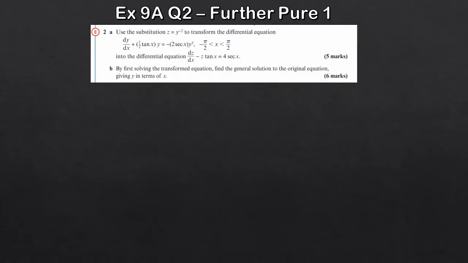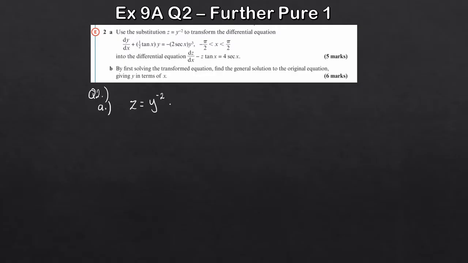today's video. So the first question here is a pretty standard kind of exam question. So you're given your variable here, so z equals y to the minus 2. So this is the substitution we're using. And what we want to do essentially is transform this differential equation here into this one here. So if we have a go at this, let's see what we get. So question 2a. So we've got z equals y to the minus 2.